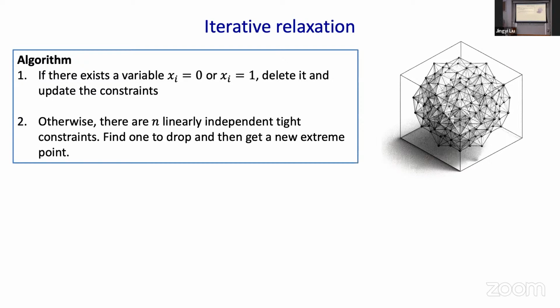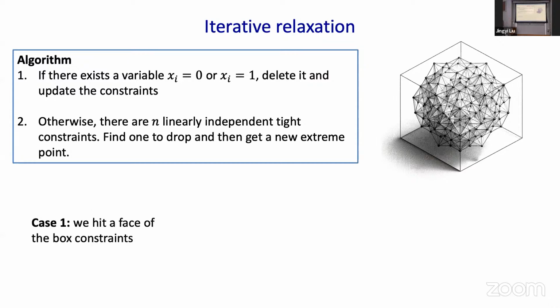So here's the algorithm. This is just for a generic linear program with these box constraints. Solve the LP. If there exists a variable that's set to 0 or 1, delete it, or fix it essentially to be 0 or 1 for the rest of the algorithm, and then update the constraints. Otherwise, we're going to have n linearly independent tight constraints that define my vertex. And we're going to find one that for some reason it's okay to delete. And we'll keep going. This is the whole framework.